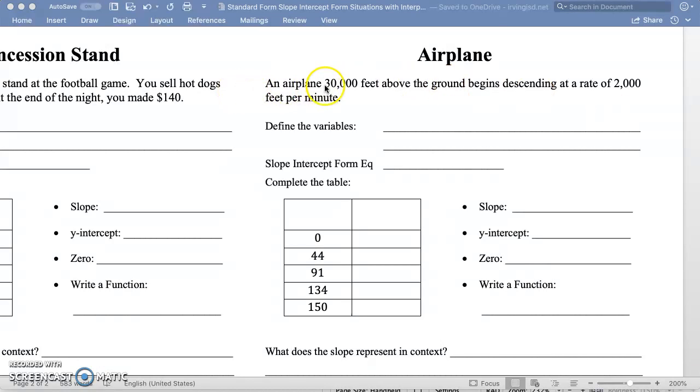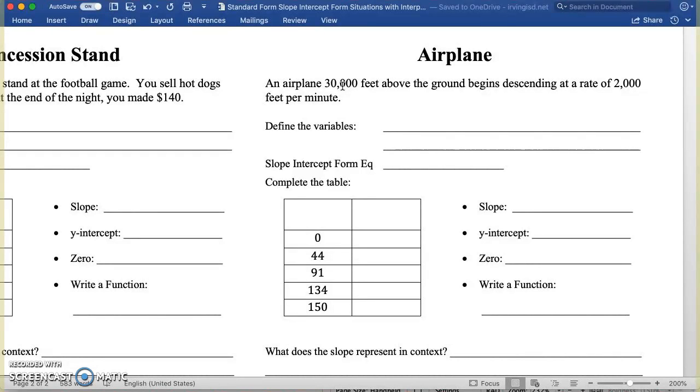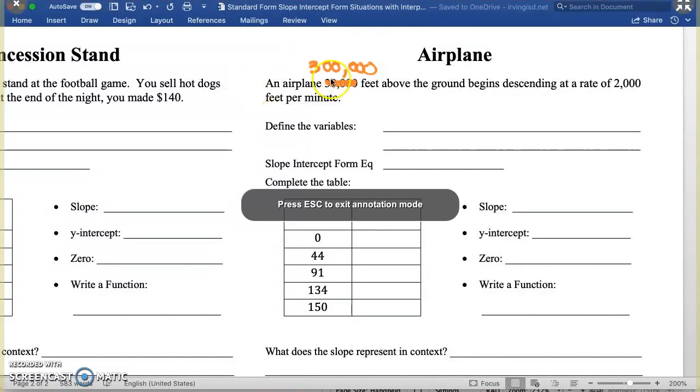So let's read the problem. It says an airplane, this number, 30,000 feet. We need to change that. So go ahead and change that on your paper to 300,000 feet. So 300,000. So an airplane 300,000 feet above the ground begins descending at a rate of 2,000 feet per minute.